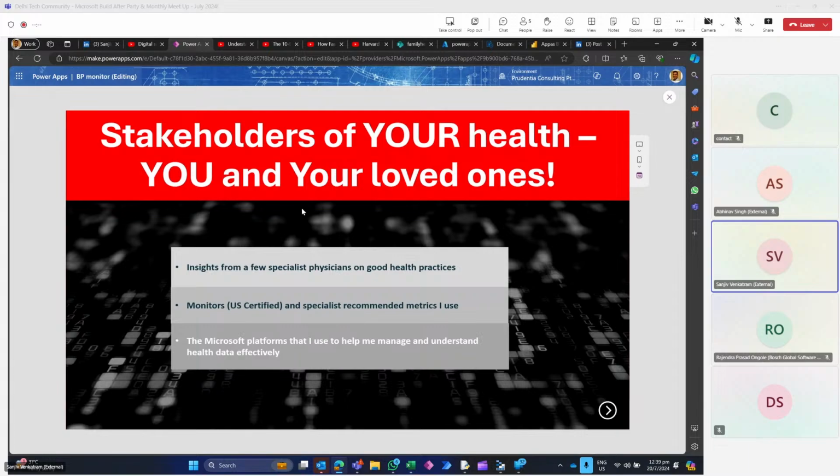Then we're going to be looking at insights from a few specialist physicians that I would like to walk you through. I'll literally show you their YouTube videos as well. Then we get into the tools like the monitors, and Microsoft technology, and so on. And then somewhere in between, or finally, we'll look at my own diet, what I eat. I'm a vegetarian, so I'll walk you through what I eat, importantly when I eat it, and the exercise that I do. And there are a few surprises as I go through this.